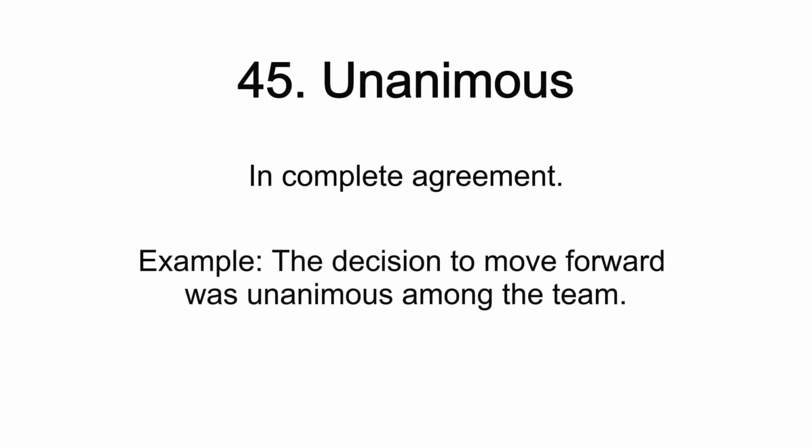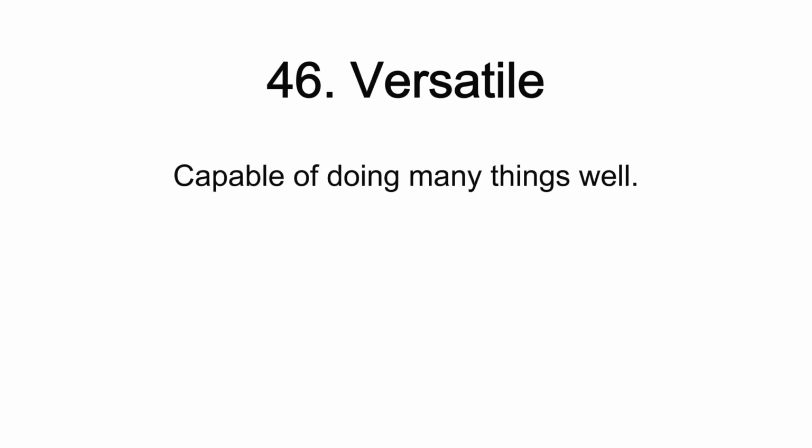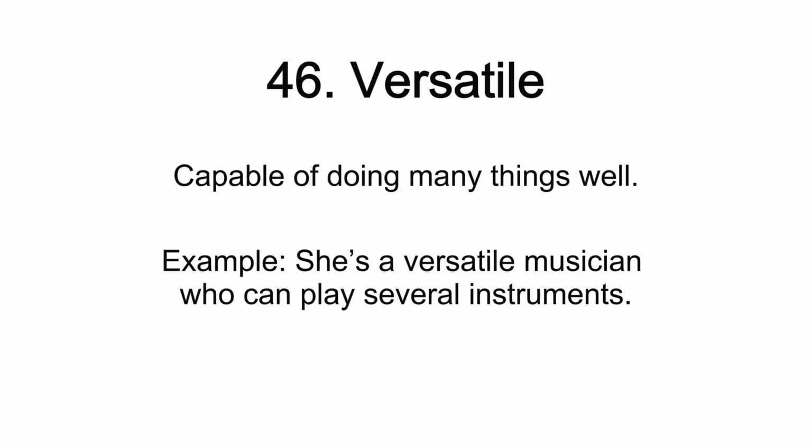45. Unanimous. In complete agreement. Example: the decision to move forward was unanimous among the team. 46. Versatile. Capable of doing many things well. Example: she's a versatile musician who can play several instruments.